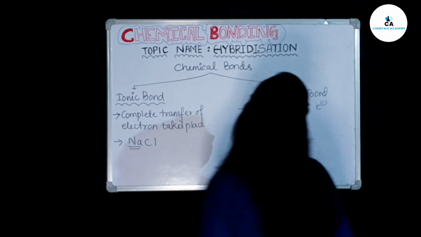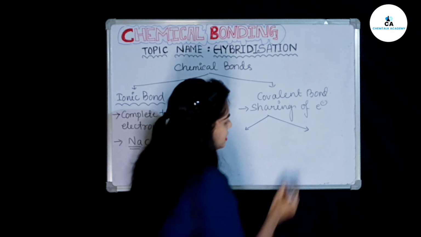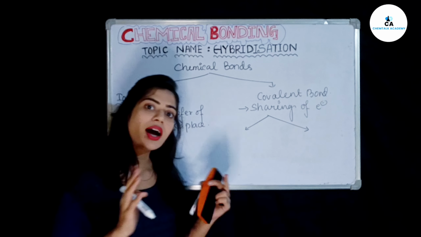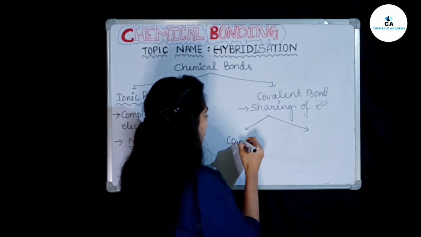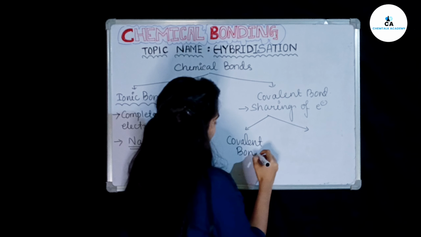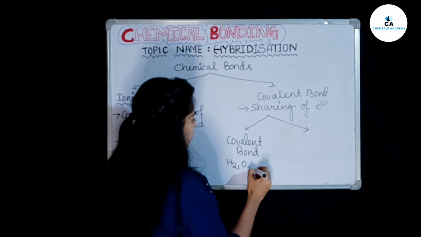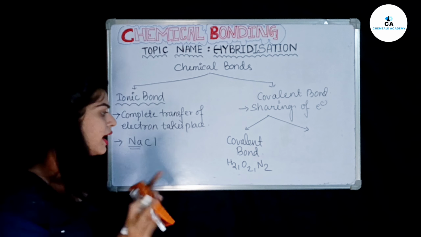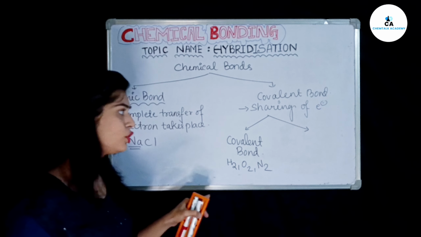Now this sharing of electrons takes place in two ways. The first way is when the shared pair of electrons is contributed by both the atoms equally, then the type of bond formed is called a covalent bond. For example, H2, O2, N2. Here both the atoms share their electrons with each other, meaning the shared pair of electrons is contributed by both atoms.